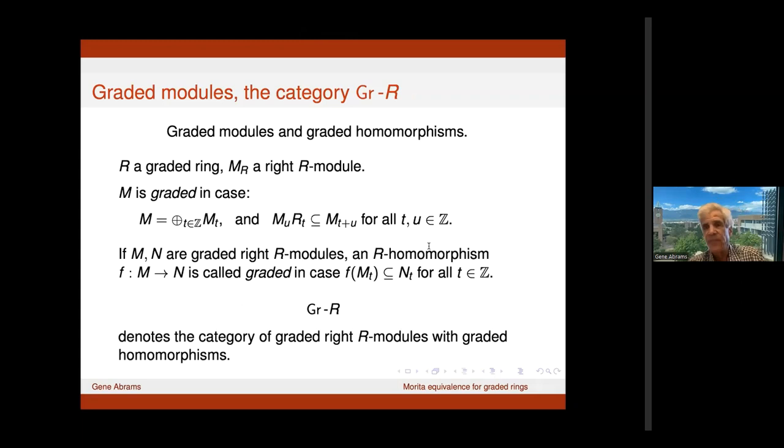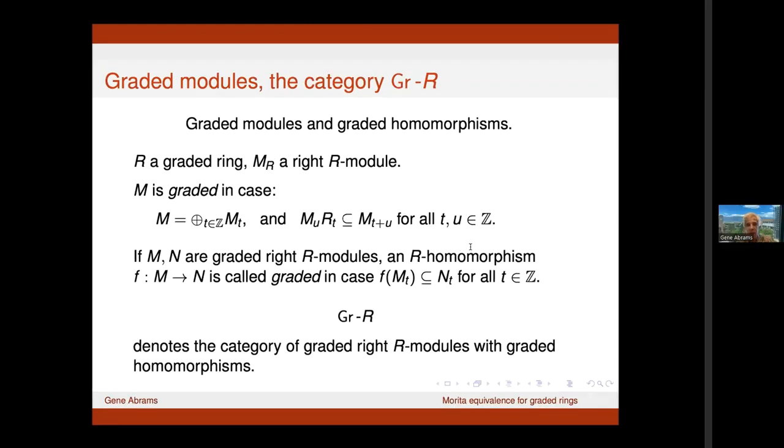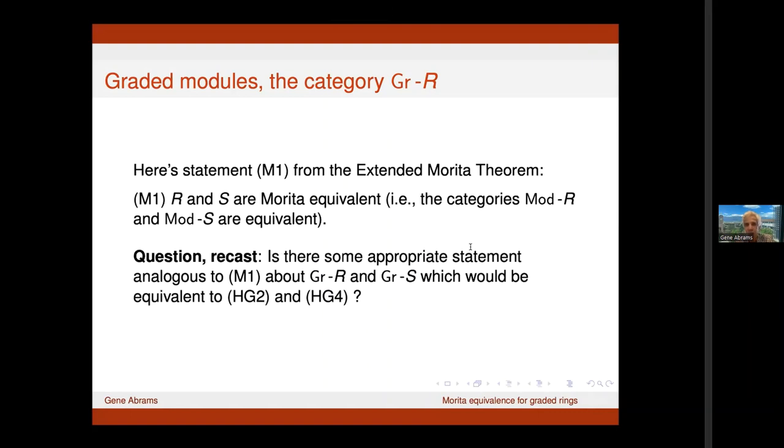Okay, so again, in the interest of time, I won't go through all the details here, but there's a sort of straightforward, clear idea of what it means to be a graded module over a graded ring, that it decomposes in such a way that the appropriate scalar multiplication acts well with the gradings. We can talk about the category of graded modules and graded homomorphisms.